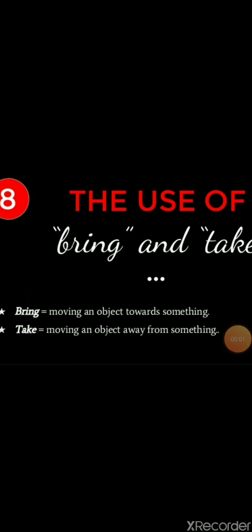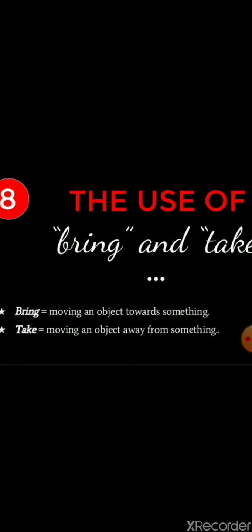Number eight, we again have a big confusion: bring and take. The use of bring and take, both seem to have the same meaning. Bring means moving an object towards something, bringing something closer. Take means moving an object away from something, take away, not bring away. When we are sending a thing far from our side, then it is take. So you need to understand the context of the sentence, something moving away or something coming closer.